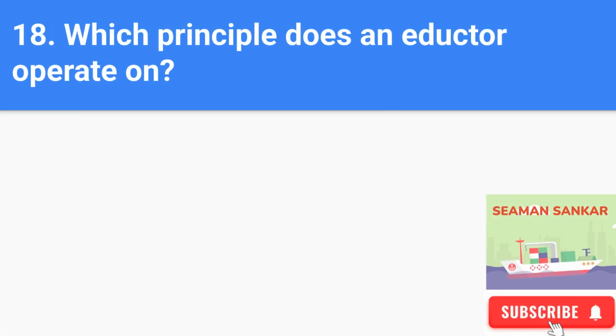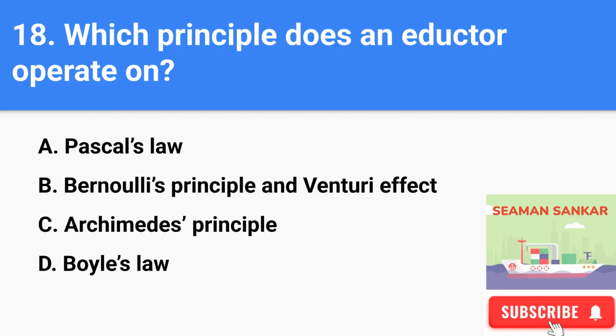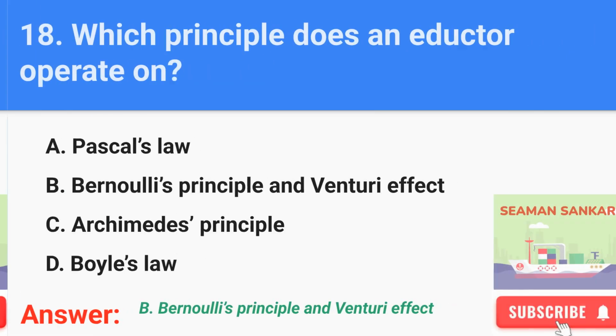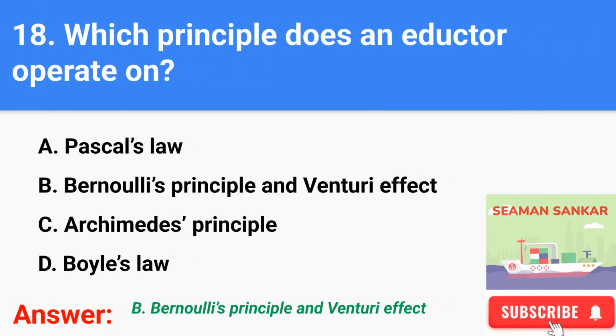Question 18. Which principle does an adductor operate on? A. Pascal's law, B. Bernoulli's principle and Venturi effect, C. Archimedes' principle, or D. Boyle's law. An adductor operates on B. Bernoulli's principle and the Venturi effect.